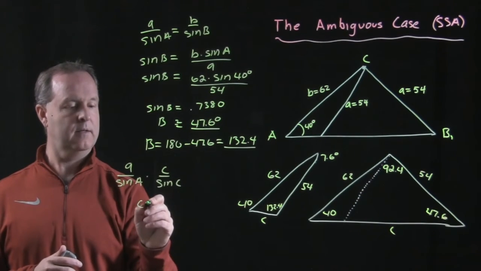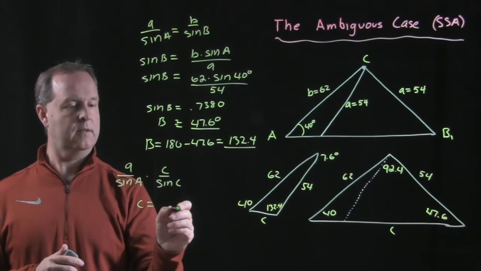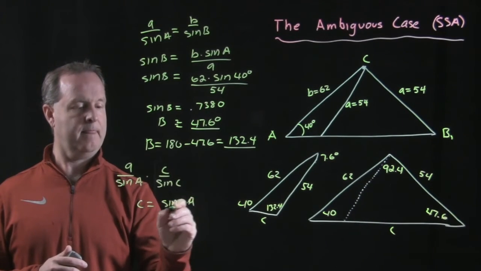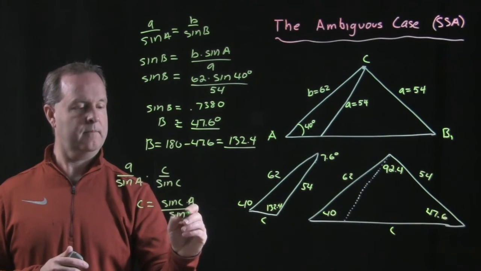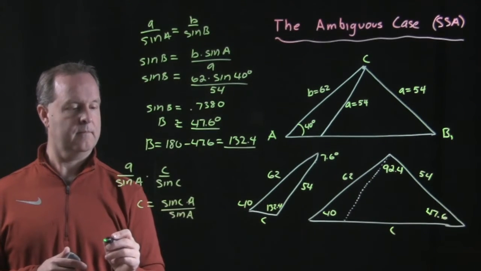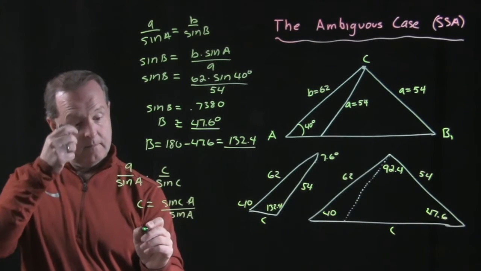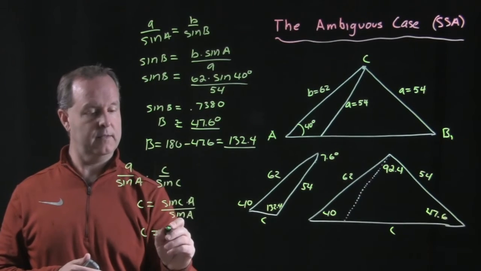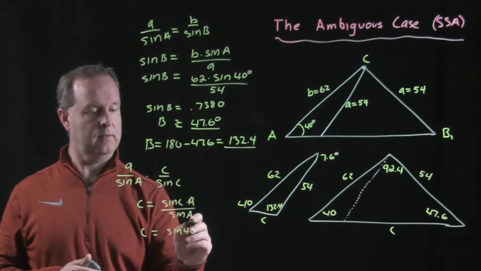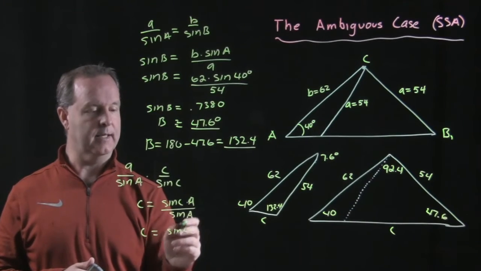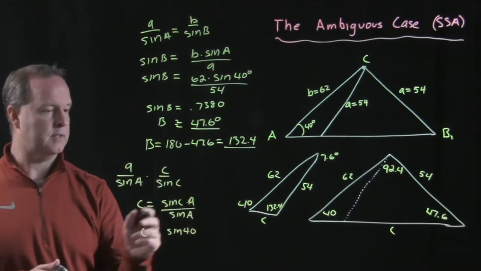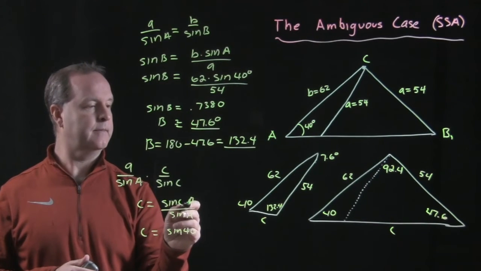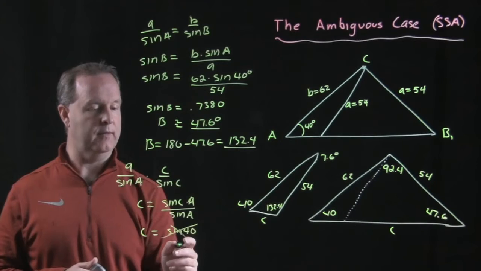Solving for C. Sine of A, sine is 40 degrees. Oh, sorry, sine of C. I got lost on that, but that's what you get for having sloppy handwriting. So that's sine of C times A. So let's do that one all over again.